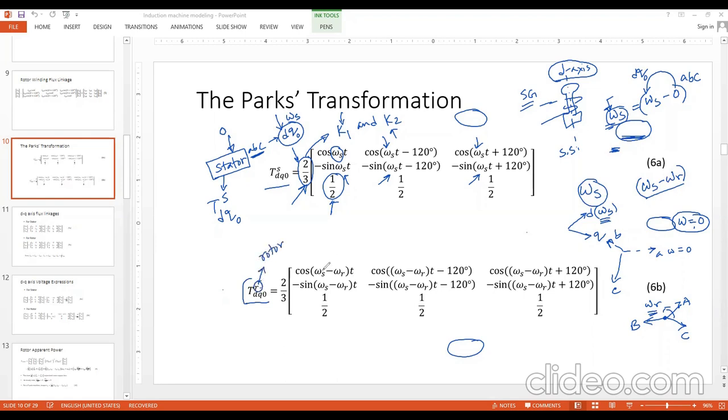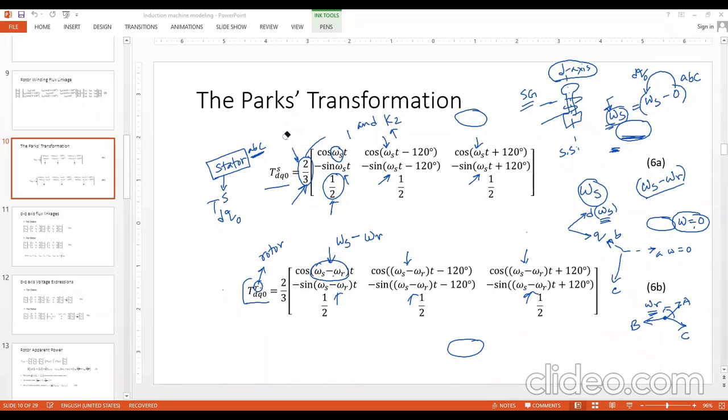So in here, all the quantities that you will see in the speed term would be the relative speed between the DQ0 reference frame speed, that is omega s, minus the rotor actual speed, that is omega r. So here you will see omega s minus omega r everywhere. Other than that, all are identical. You can see cosine omega s t becomes cosine (omega s minus omega r) t. The second term, minus sine omega s t, becomes minus sine (omega s minus omega r) t, and so on. Okay, so I hope it's clear.